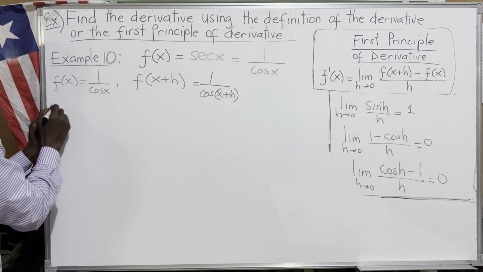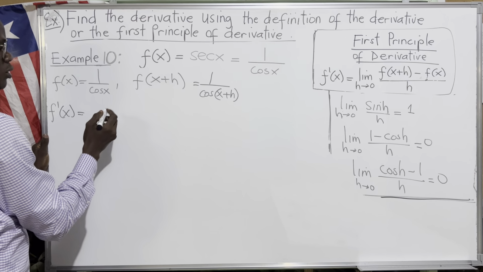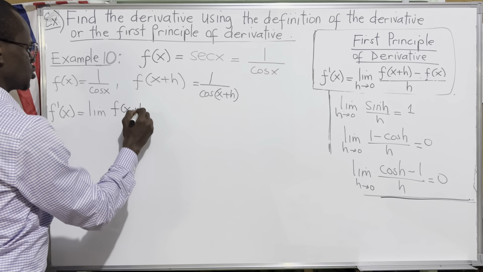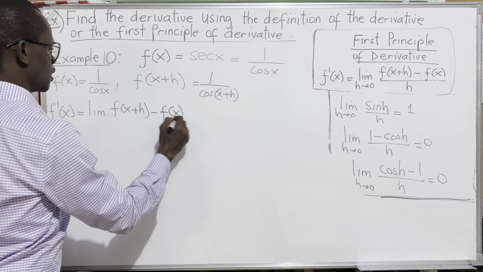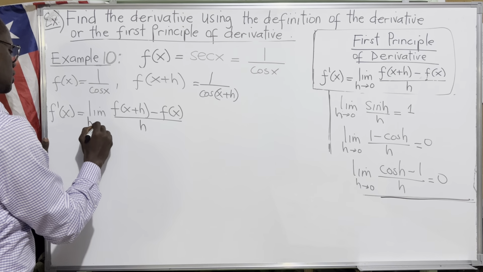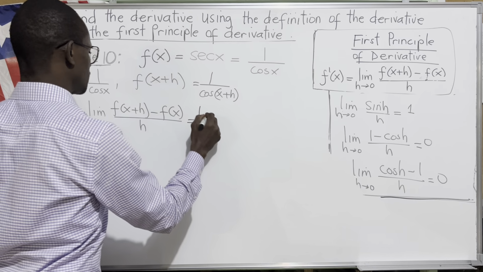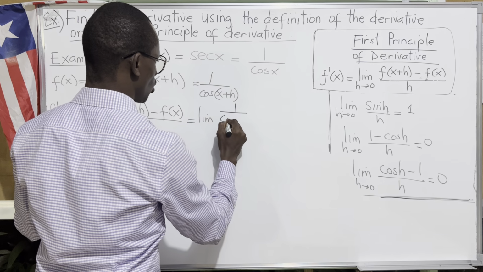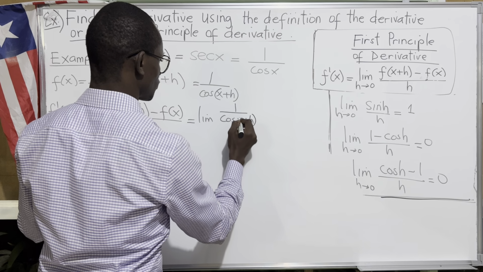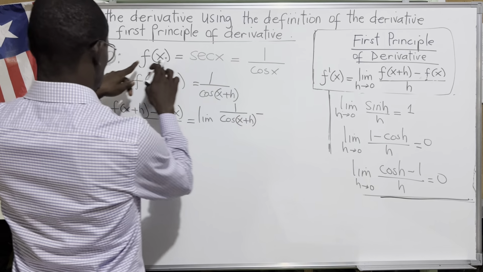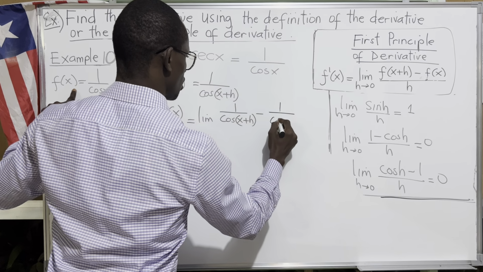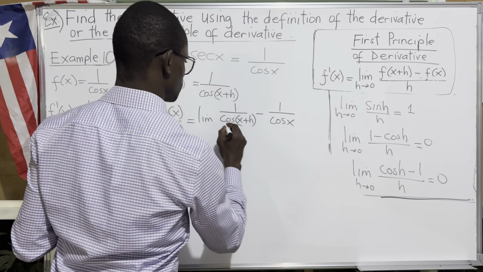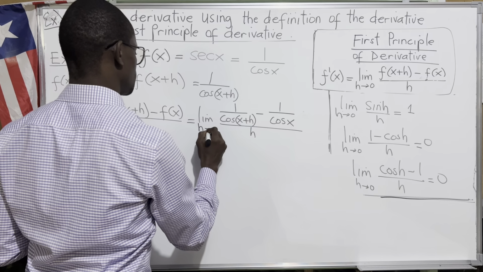So now we go to the problem. F prime of x is just equal to the limit of f of x plus h minus f of x, all divided by h, as h is approaching 0. So you have the limit. Now, f of x plus h is this expression, which is 1 over cos of x plus h, minus f of x, which is just 1 all over cos of x, divided by h, as h now is approaching 0.